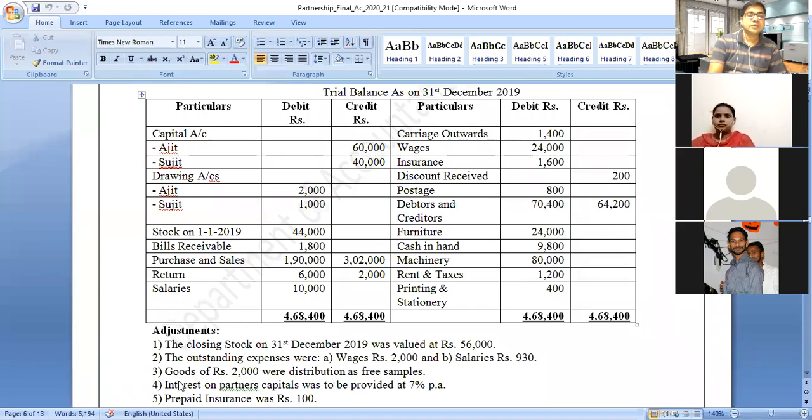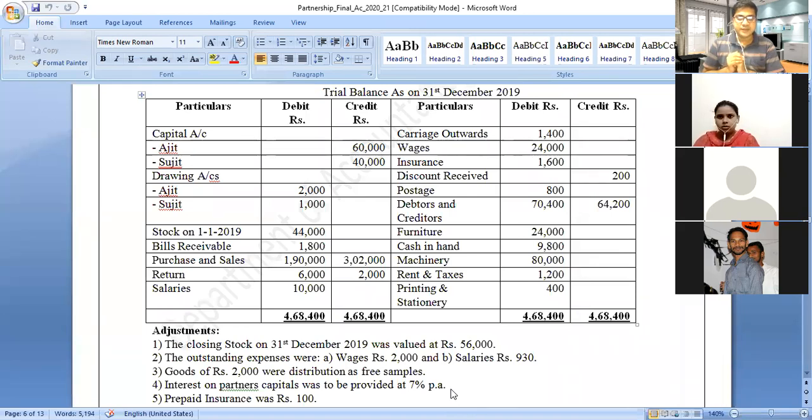Then after this, for the adjustment, interest on partners' capital was to be provided at 7% per annum. Can you calculate the interest? Anyone can do? You have a calculator? Ajit's capital 60,000, Sujit's capital 40,000. Anyone can calculate? Can you give the answer of the interest? You just calculate, effects we will consider afterwards. 4,200.